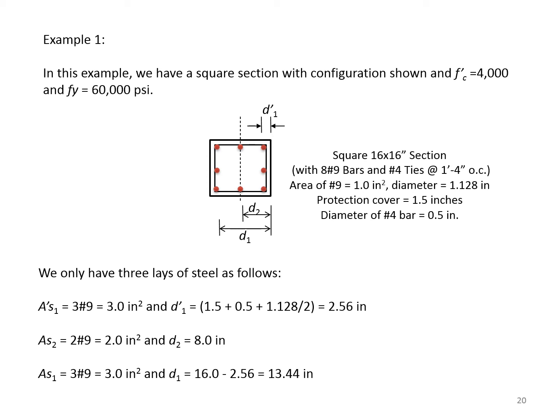A's1 is made of 3 number 9 bars, so the area is 3 square inches, and d'1 is obtained as 2.56 inches. As2 is located right at the middle, therefore d2 is 8 inches, and there are 2 bars in that layer, so the area is 2 square inches. And finally, As1 is made up of 3 bars, therefore the area is 3 square inches, and the distance d1 is 16 minus 2.56, which is 13.44 inches.